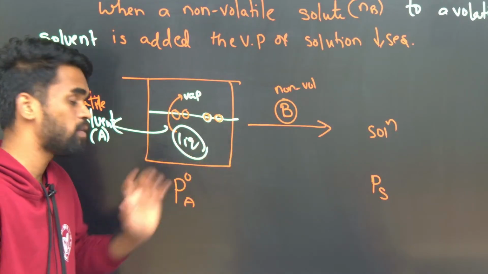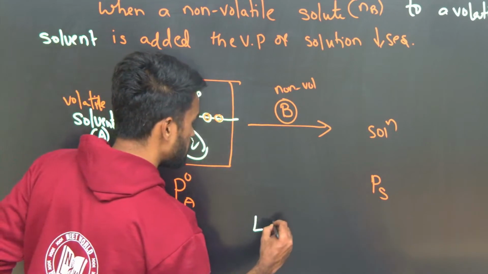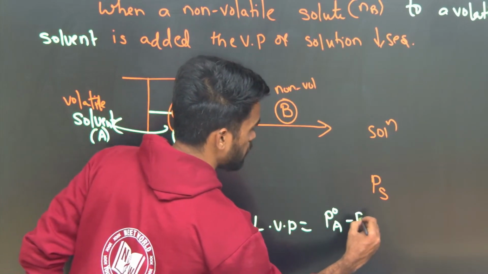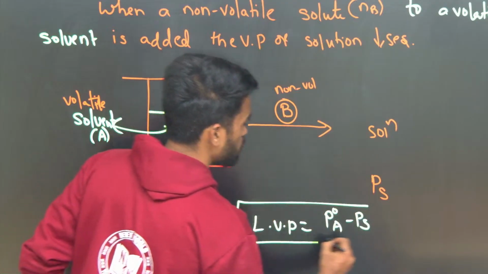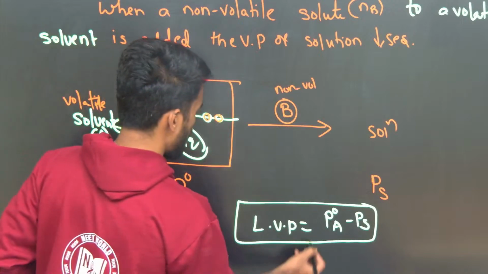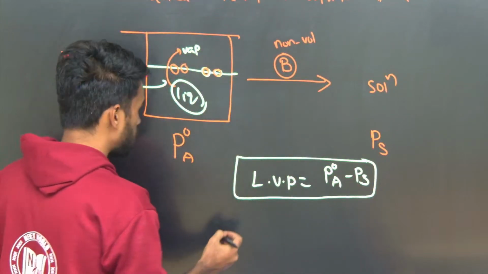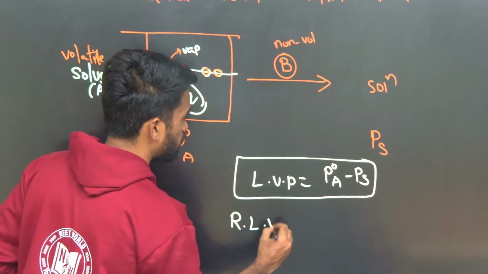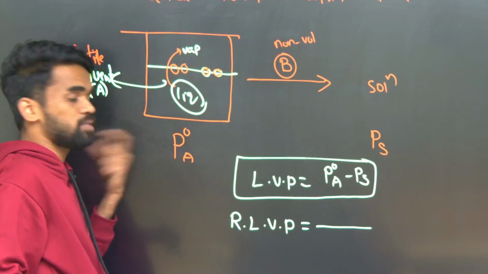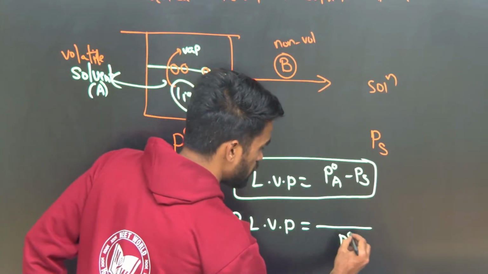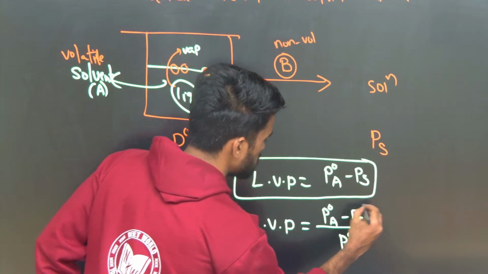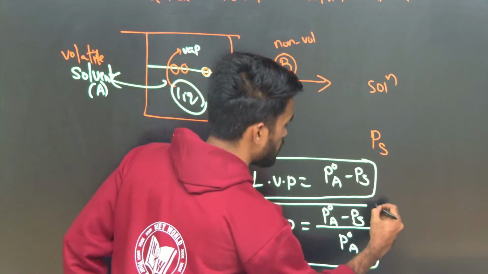So what is the lowering in the vapor pressure? Lowering of vapor pressure will be taken as P naught A minus PS. This P naught A minus PS indicates lowering of vapor pressure. And here, as per the concept, it is relative lowering of vapor pressure. It means LVP by initial pressure, that is P naught A minus PS over P naught A. So this is relative lowering of vapor pressure.